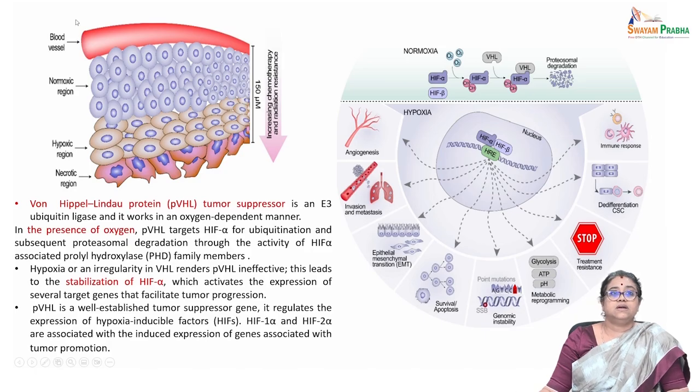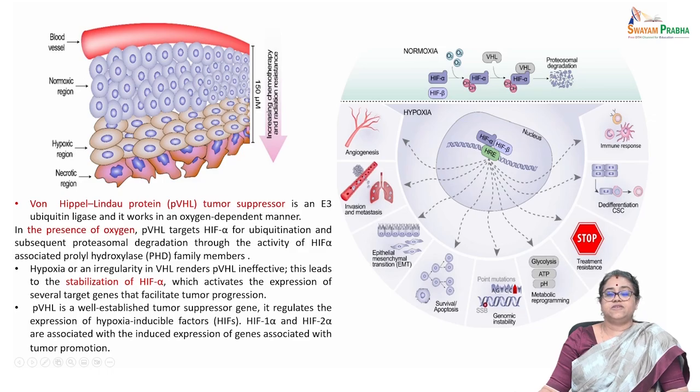So, what you see here, like how we saw earlier, is a blood vessel. You have the normoxic region here, that means the oxygen concentration is normal here, and then you have the hypoxic region where the oxygen concentration is low, and then you have the necrotic region where the cells are dying.